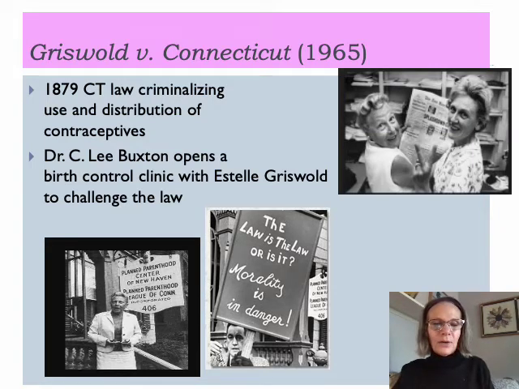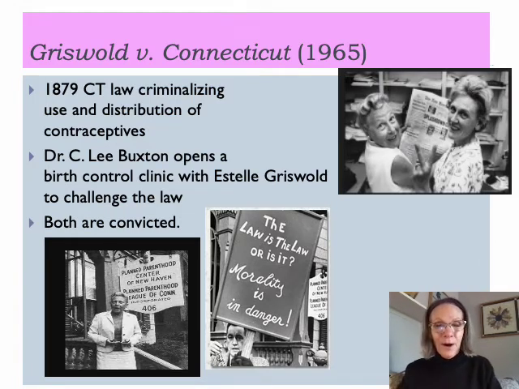In the pictures here, you can see Estelle Griswold, and Estelle Griswold with the president of Planned Parenthood in the state of Connecticut, and the newspaper announcing the decision in Griswold versus Connecticut. Both Buxton and Griswold were convicted of breaking the Connecticut law because a married couple came to their clinic and the clinic gave them birth control, and that is a crime in the state of Connecticut.